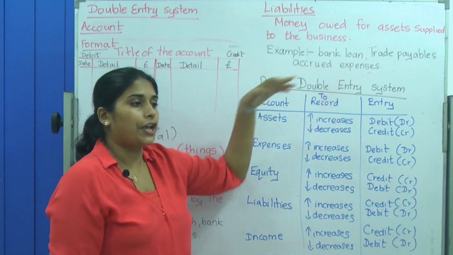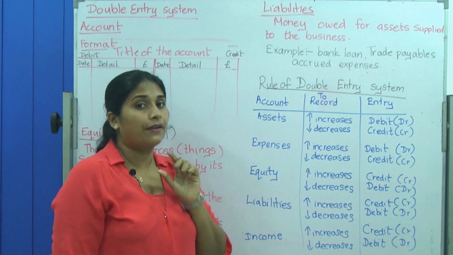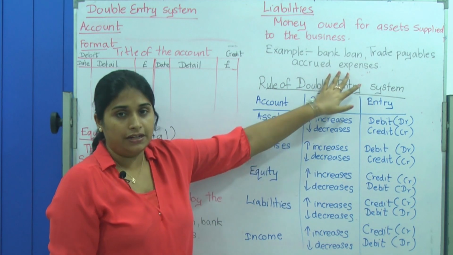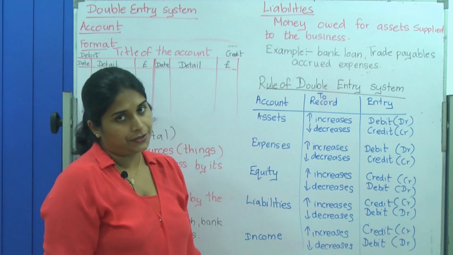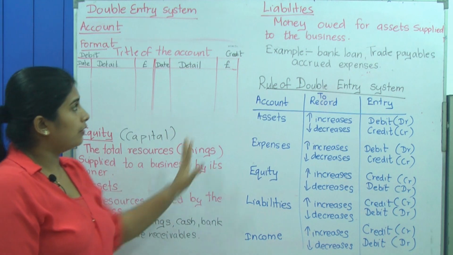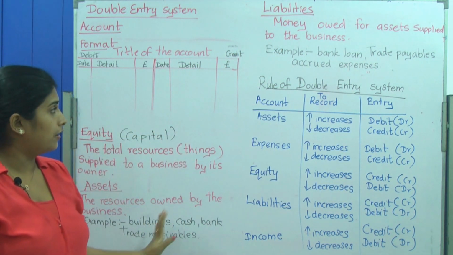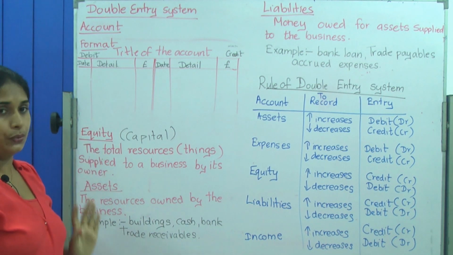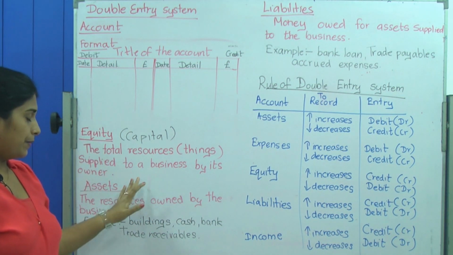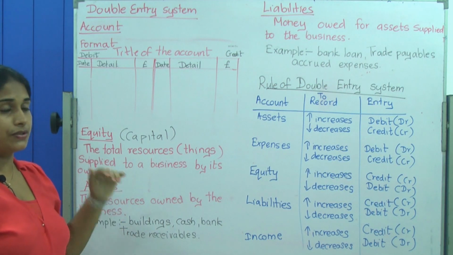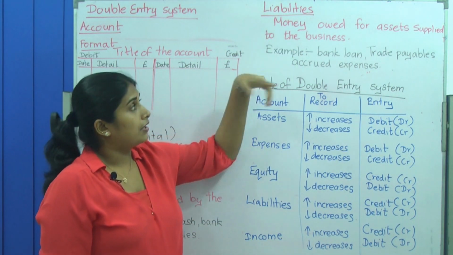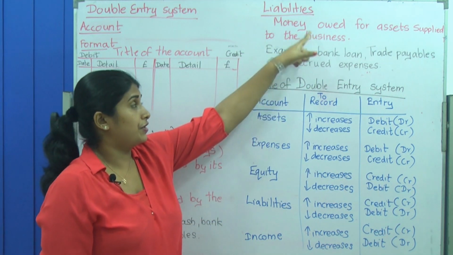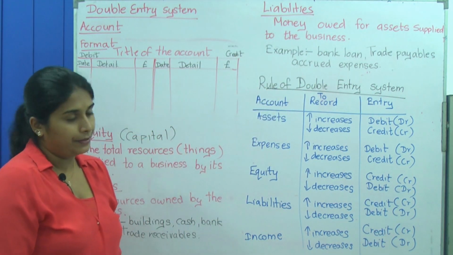Another example is accrued expense. Accrued expense means expenses which you have not paid. For example, if you have not paid last month's rent, that comes under accrued expenses. These are the three important elements you have to learn before you start learning the rule of the double entry system. Equity means the total resources supplied to the business. Assets are the resources owned by the business, and whatever has been taken from outside the business, which is owed, is called liabilities.